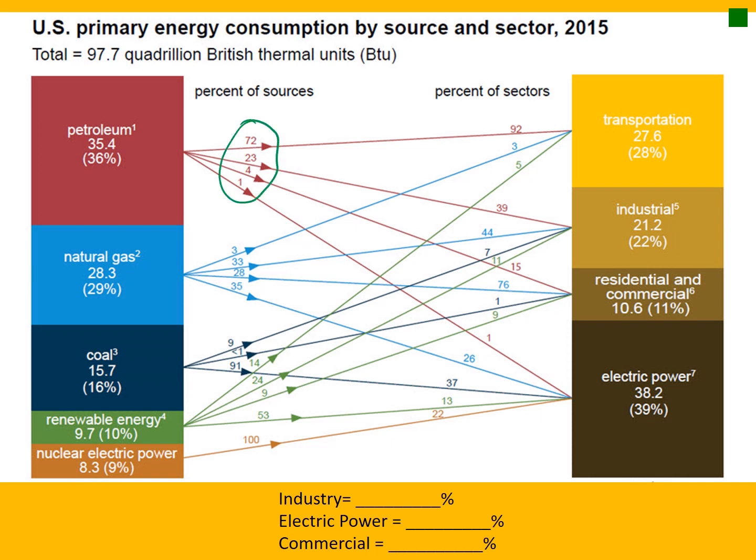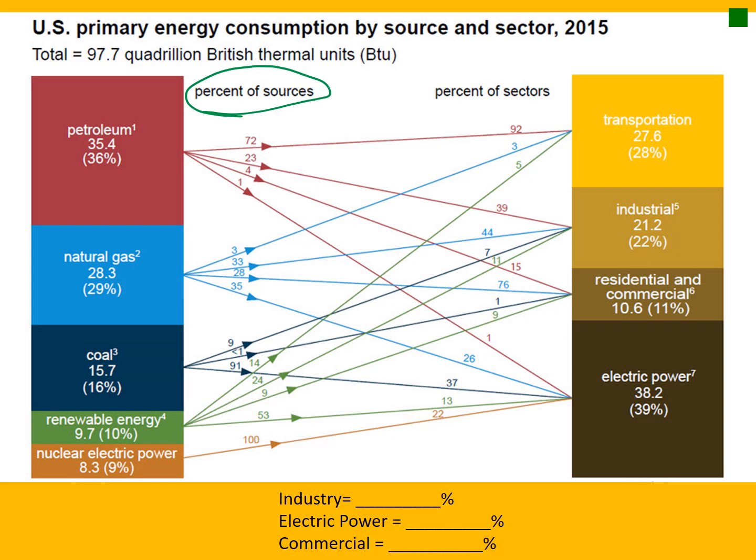Out of the petroleum, so out of a barrel, let's say, of oil, 72% would go towards transportation. 23% of that barrel of oil would go towards industry, 4% would go towards residences, and only 1% would go towards creating some sort of electrical power. So that's the percent of the source, like for the barrel of oil.